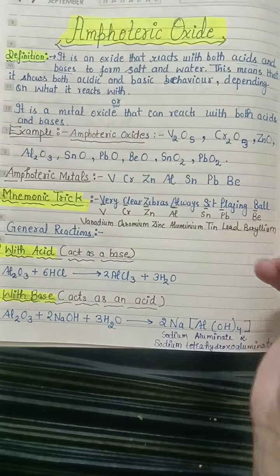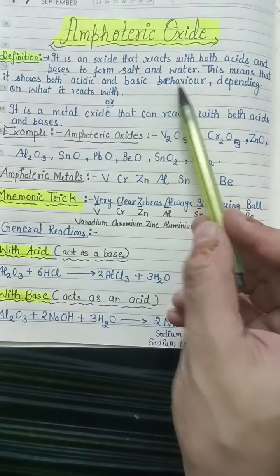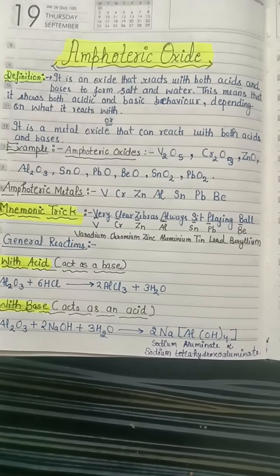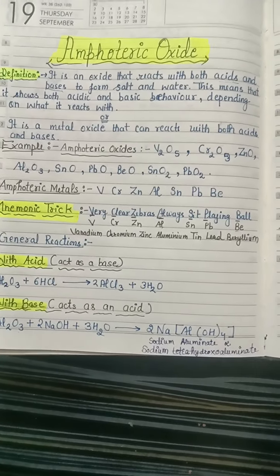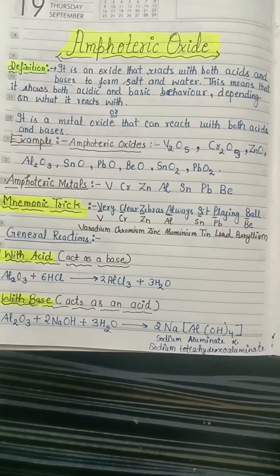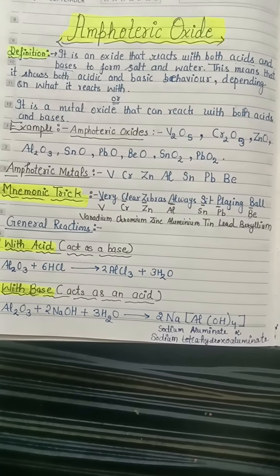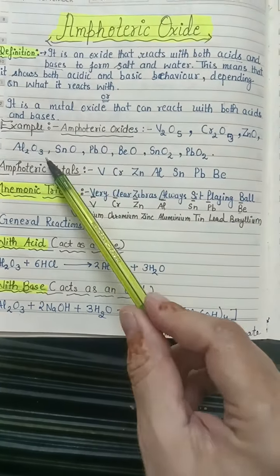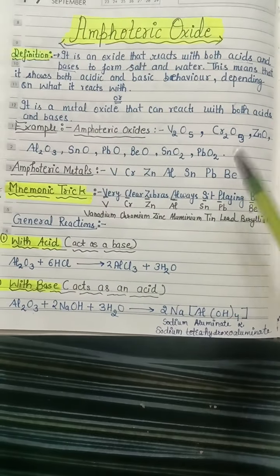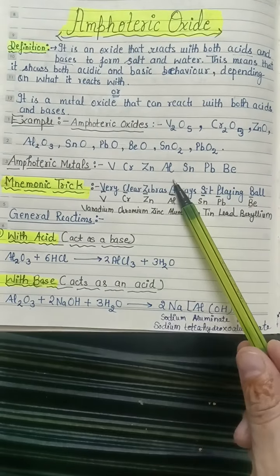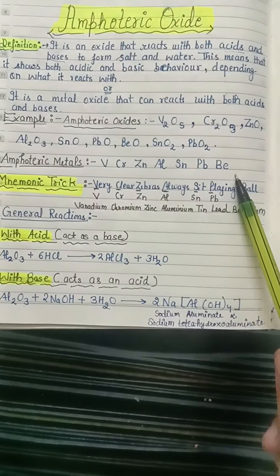What it means is that it shows both acidic and basic behavior, so it depends on what it reacts with. Or another simple definition is that an amphoteric oxide is a metal oxide that can react with both acids as well as bases. So what are the examples of amphoteric oxides? They are vanadium oxide, chromium oxide, zinc oxide, aluminium oxide, and so on. And if we discuss the amphoteric metals, these are vanadium, chromium, zinc, aluminium. These are the metals that form amphoteric oxides.